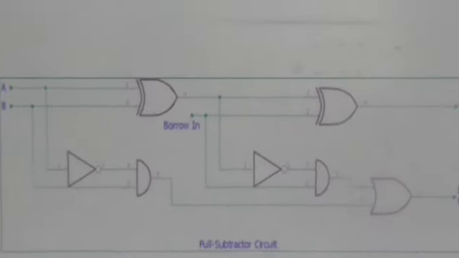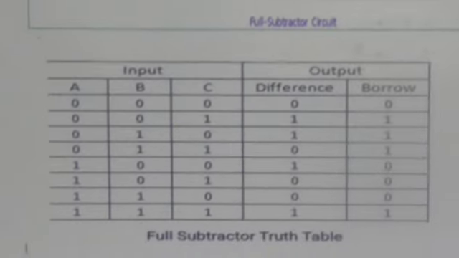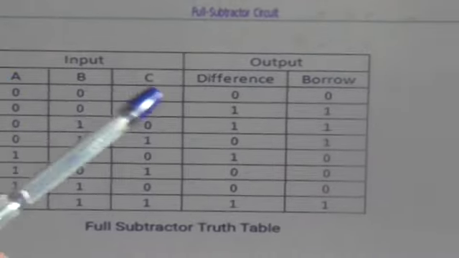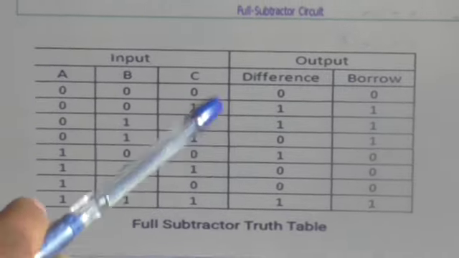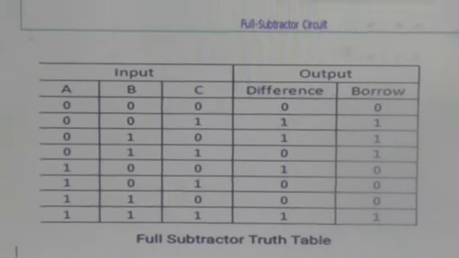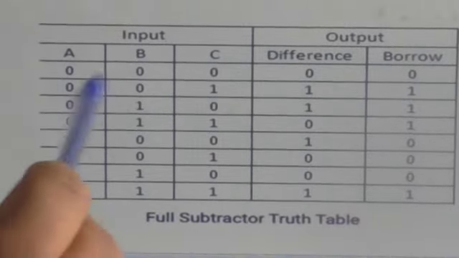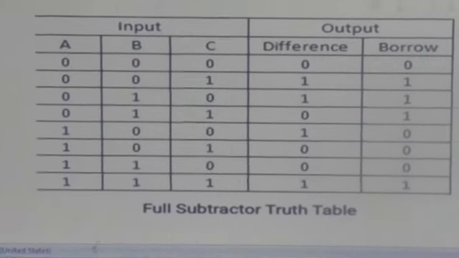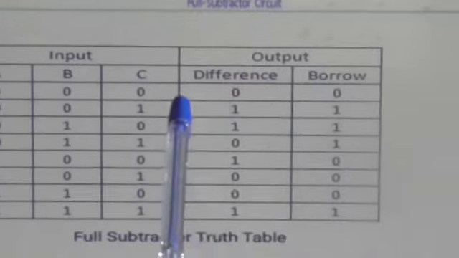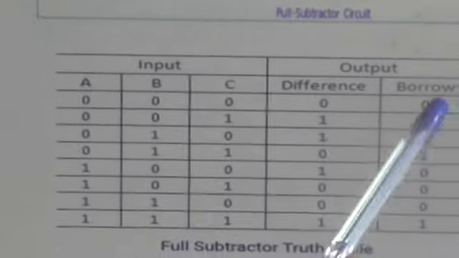If you consider the full subtractor logic diagram, we should analyze how many total gates are required. First we see the truth table of the full subtractor. Here there are three inputs, A, B and C, where C is our borrow input. With three inputs, we have 2 raised to 3, that is 8 different combinations, from 0 0 0 to 1 1 1, which is 0 to 7. Finally we get the output in terms of difference and borrow. Clear? If all the inputs are 0, we get difference 0 and borrow 0.